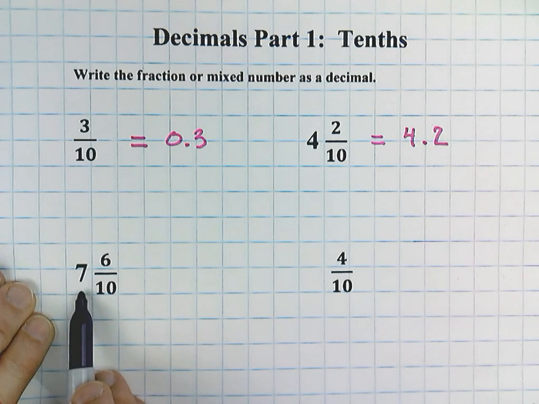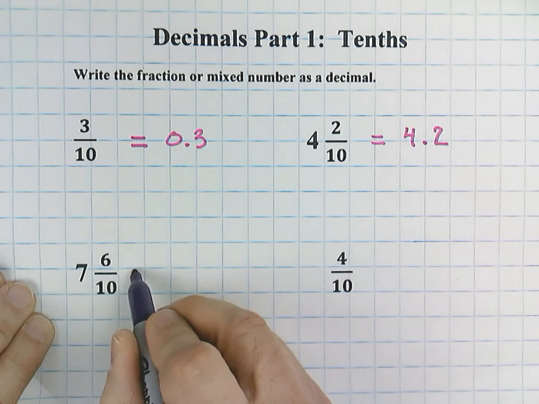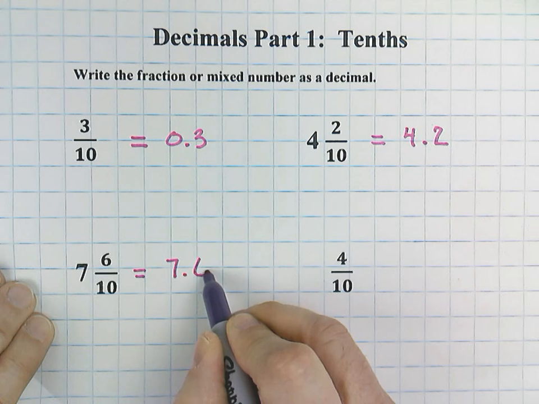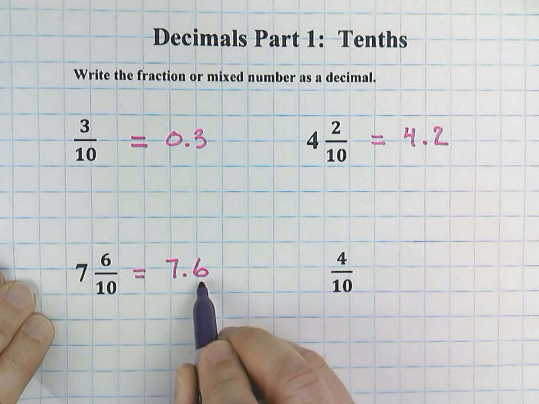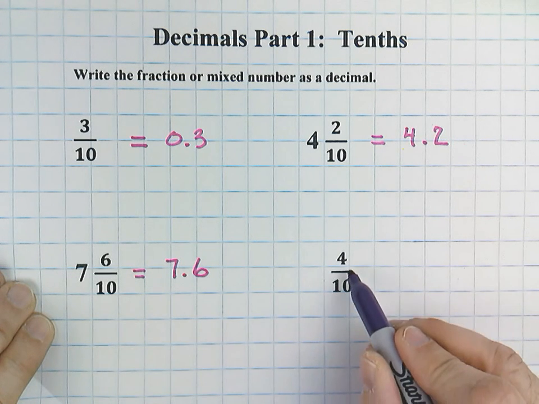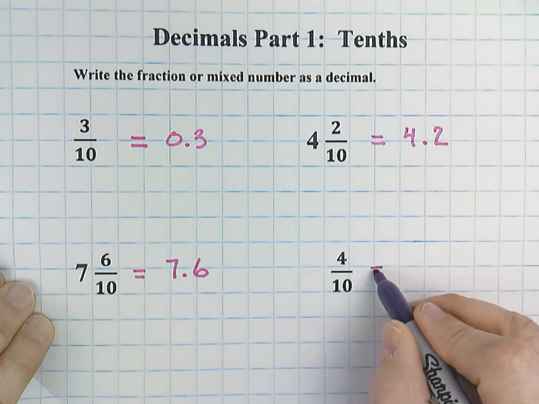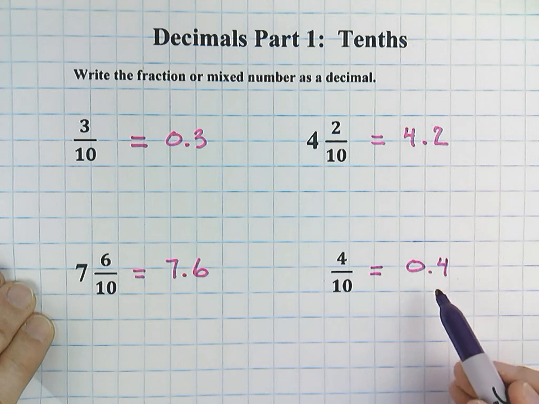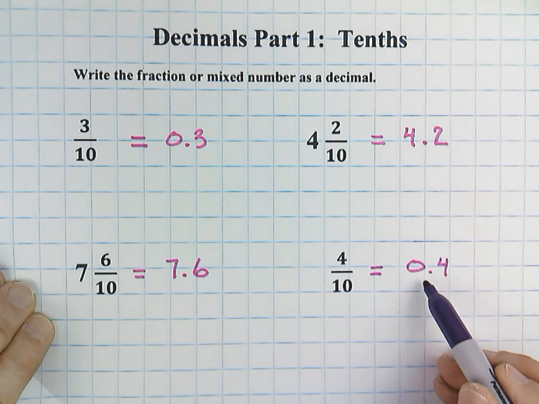The mixed number 7 and 6 tenths would be written 7.6, and read 7 and 6 tenths. And 4 tenths would be written as 0.4, but it would be read as 4 tenths.